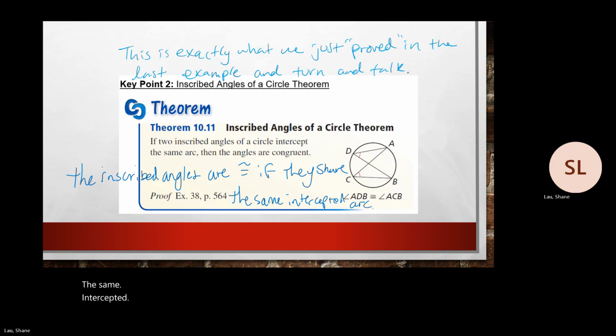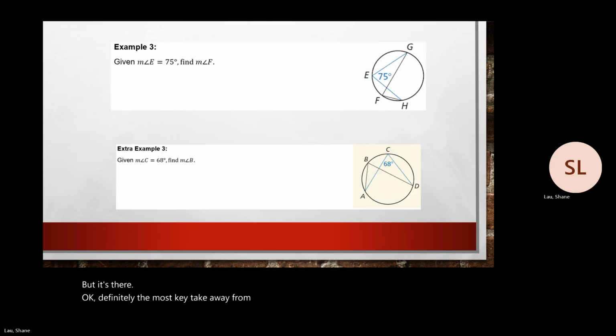arc. Okay, so I apologize for the weird formatting. There it is. Definitely the most key takeaway from this. And then example 3 and extra example 3 should be really easy, right?